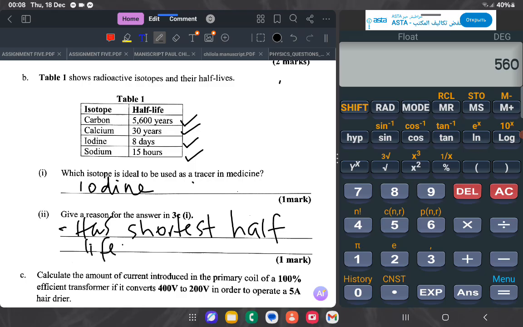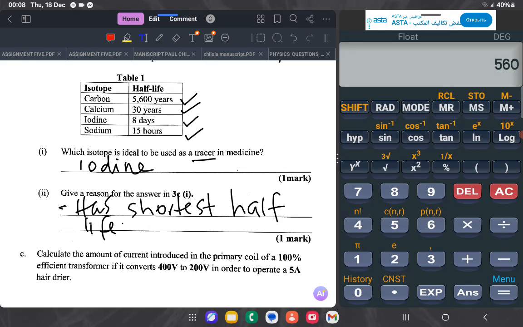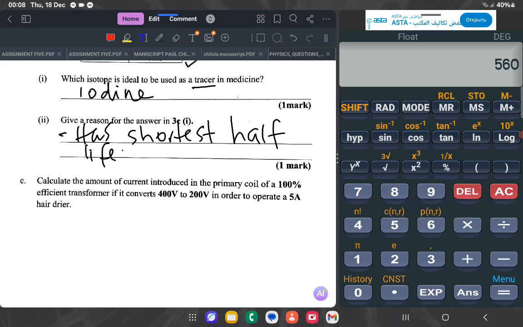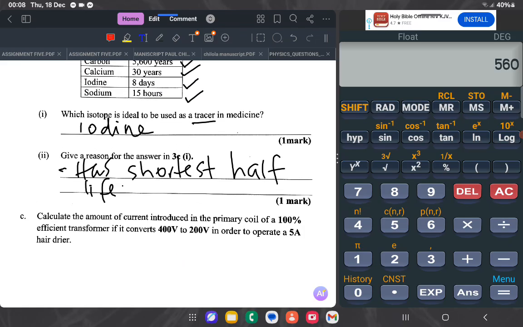So tracers usually should have the shortest half-life so that they don't have any bad effects after they have been used on a human body. In 8 days' time, they have all decomposed or disintegrated, and in so doing, they will have no further effects on the patient on which it is used. So iodine has the shortest half-life, therefore it is the best choice.